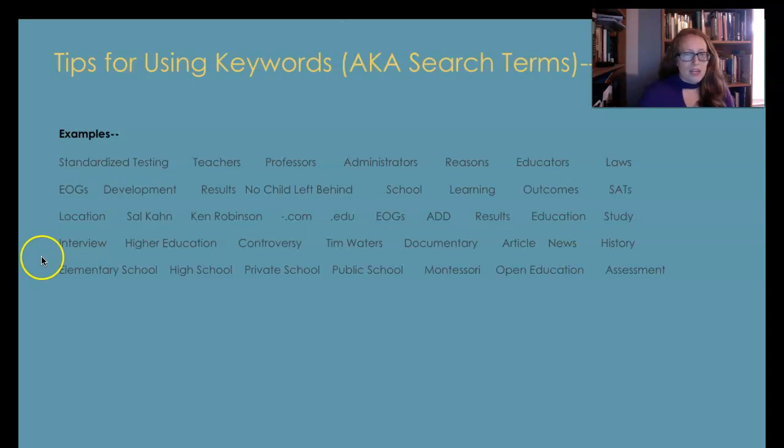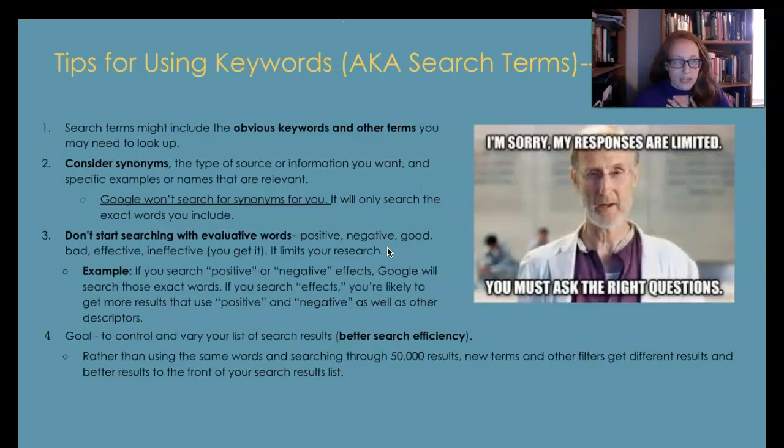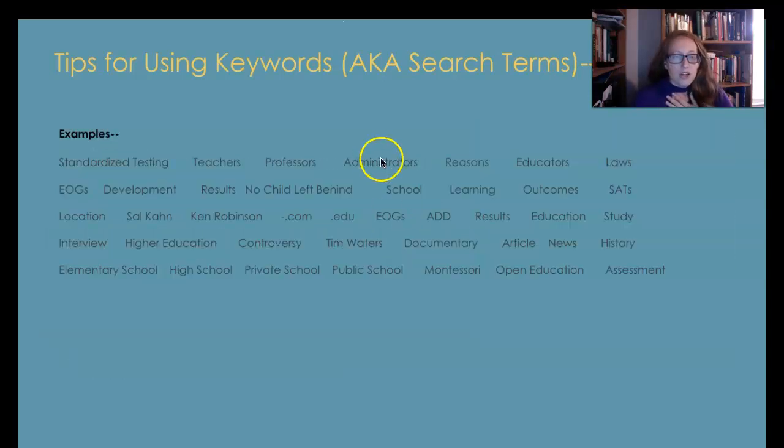So here might be an example. When I was talking about getting a list of these search terms, I want you to think about some of the ways you can manipulate it. So this is a list that I might use for standardized testing. I might come up with things like, of course, standardized testing, and I think I've got learning in here. There are different ways you can search, and we'll go through some of these tips a little later also. You could search for professors or teachers to get perspectives. You could search for certain laws related to it, like No Child Left Behind.